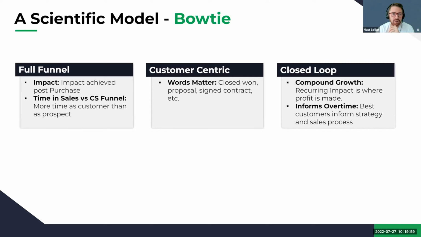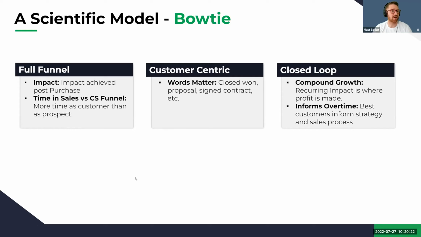Closed loop. This has to be closed looped. So however we do our data model, we need to be able to show, which we'll get into in the next lessons about math, how does the math work, and where are we prioritizing our time as RevOps professionals? But it's the compound growth. Reoccurring impact is where awesome happens. Reoccurring impact is where profit occurs. Reoccurring impact is our goal.